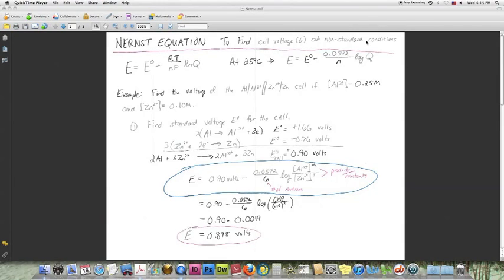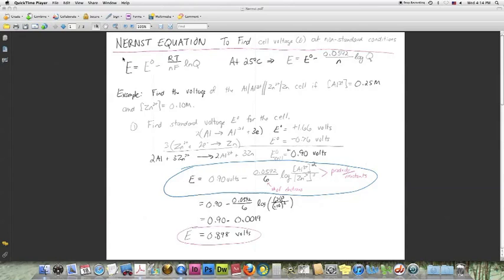Standard conditions means, remember, that solutions are assumed to be 1 molarity solutions. That's really the main thing you normally have to deal with. If you have molarities that are not 1 molarity, that means that the voltages will not be what you find on the chart, so they have to be recalculated.